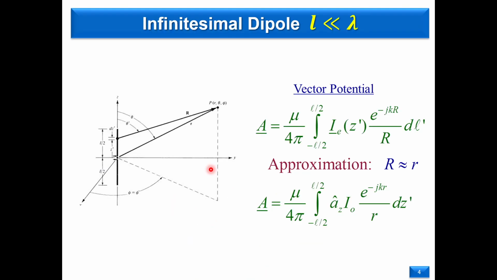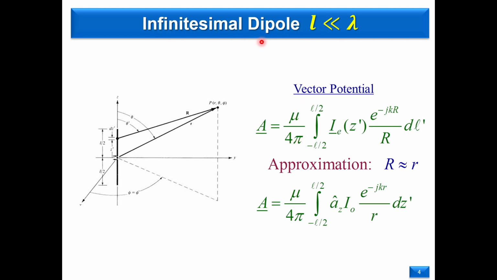We're going to start our analysis by looking into the infinitesimally small dipole, a dipole that is really short, so it's just a differential element. Once we do the analysis for this, we can use this information to do the analysis for arbitrarily long or arbitrarily shaped wire antennas.